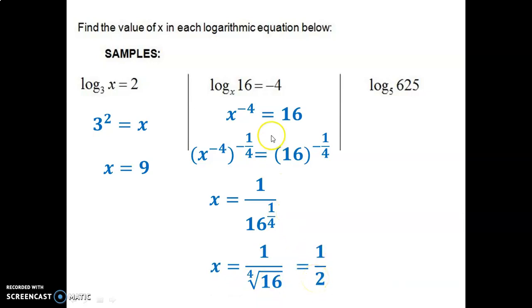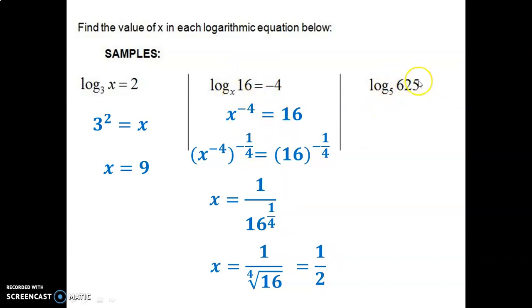Okay, so that one's a little trickier, and there's a lot of steps shown there, but once you become proficient with this, you probably won't have to take all these steps. You can even get to the point where you look at it from the beginning and you can get the 1/2. So think about that, but there's the steps laid out for you.